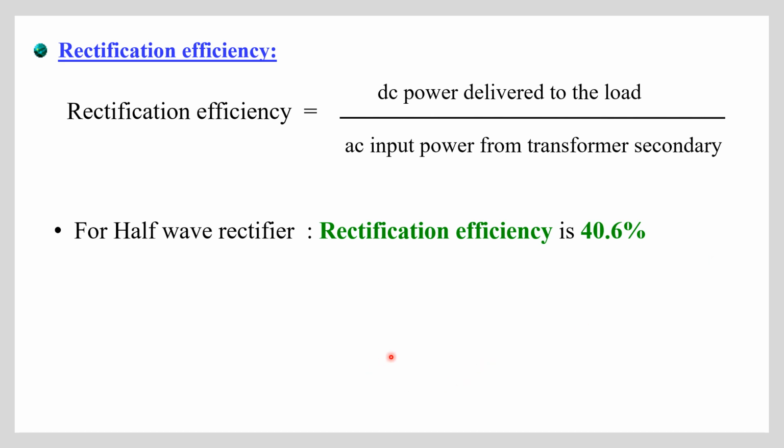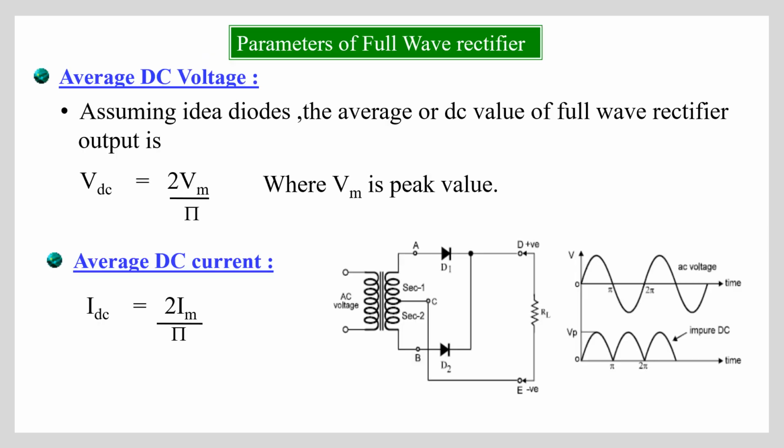So these are a few performance parameters for the half wave rectifier, and these parameters can be improved by using the next type of rectifier circuit. So let us see them. Let us see the parameters of the full wave rectifier. In short, let us see the working of the full wave rectifier. So during the positive half cycle, diode D1 conducts and we get the output at RL. During the negative half cycle, diode D2 conducts and we get the output at RL.